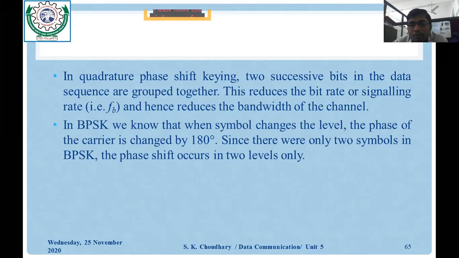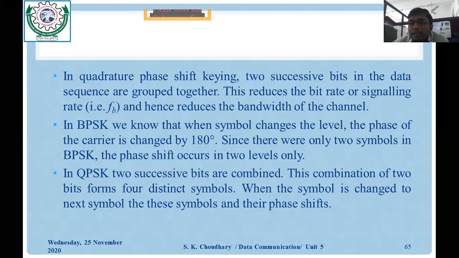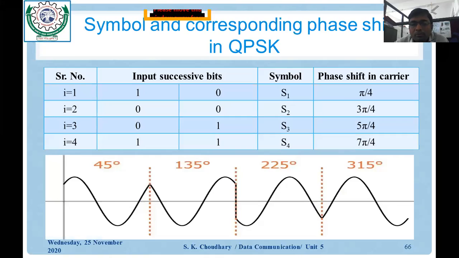In BPSK, when the symbol changes level, the phase of the carrier is changed by 180 degrees, since there are only two symbols and the phase shift occurs between two levels only. But in QPSK, as two successive bits are combined, the combination forms four distinct symbols, and when the symbol changes to the next symbol, the phase also shifts, but not by 180 degrees. We will see how much the phase shift would be.